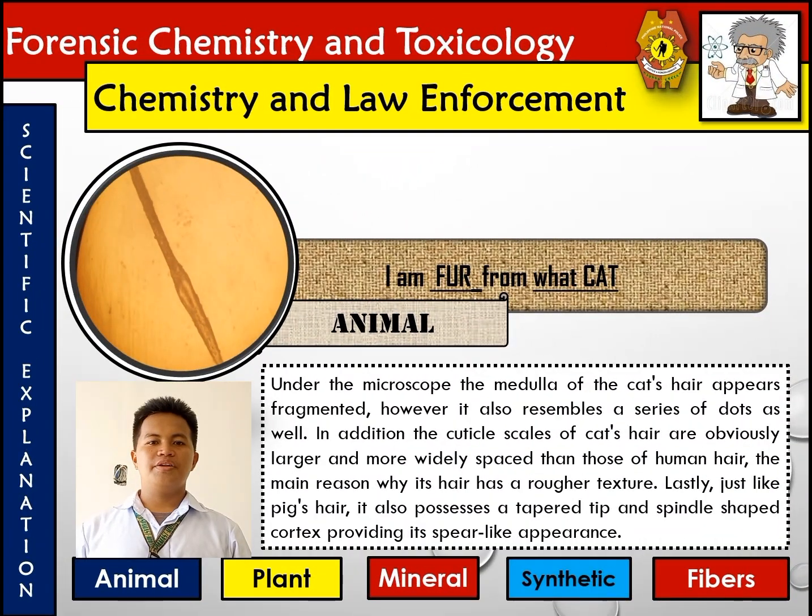Cat hair. Under the microscope, the medulla of cat's hair appears fragmented. In addition, the cuticle scales of cat hair are obviously larger and more widely spaced than those of human hair, the main reason why its hair has a rather rough texture. Lastly, just like pig's hair, it also possesses a tapered tip and a spindle-shaped cortex, providing its spear-like appearance.